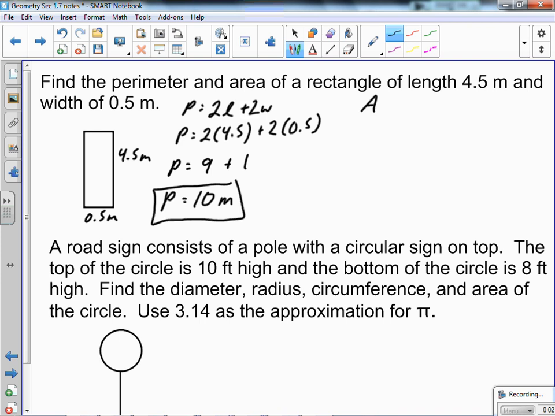Then for the area of a rectangle is length times width. So for our area here, it's simply 4.5 times 0.5, to give us an area of 2.25, and it's meters squared.